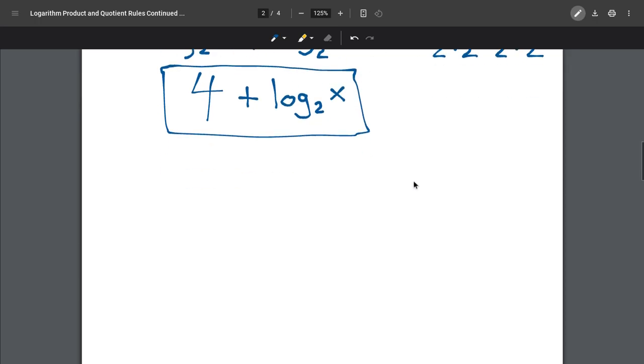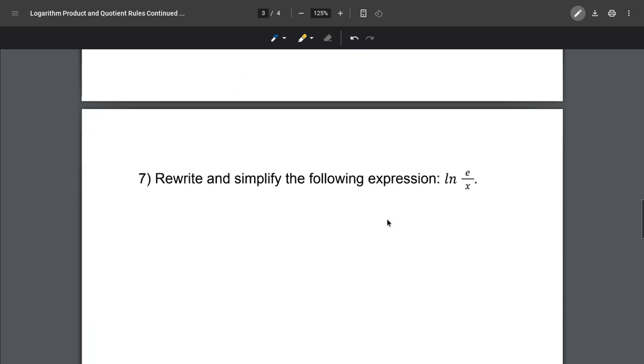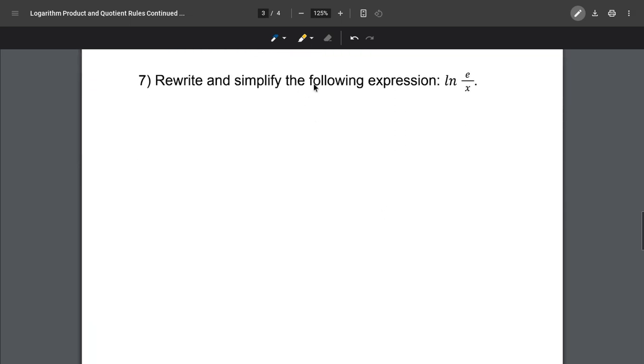Okay, let's take a look at another one. All right, so rewrite and simplify the following expression. We have the natural log of e over x. So I'm going to use the quotient rule to write this as the natural log of e minus the natural log of x.